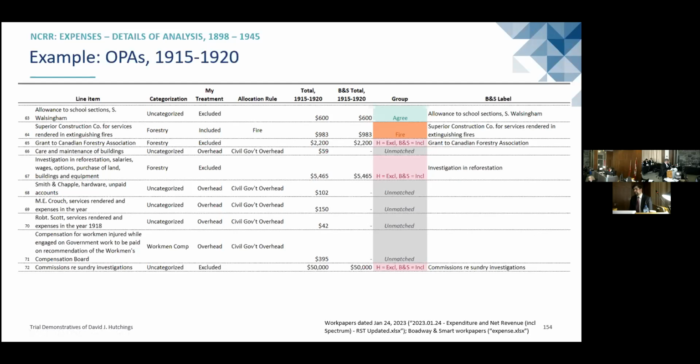Line 72 is another example of an investigation. This one's a commission on sundry charges. Again, same logic as before. Having an investigation or a commission of inquiry is unrelated to the direct resource revenues themselves. The Crown may choose to change its policies, and then we will include those revenues and expenses if there is a new revenue coming from it. But the process of the investigation itself, I don't include.